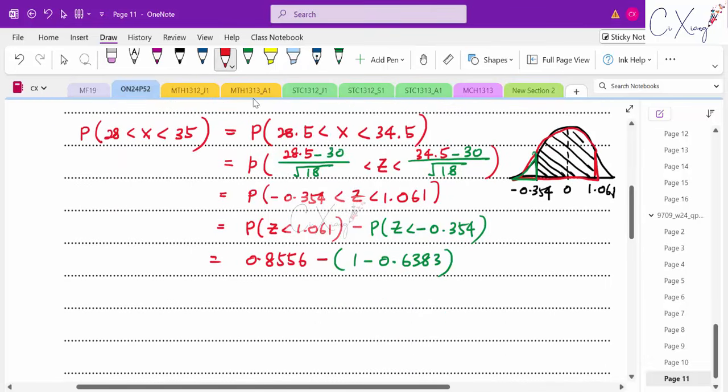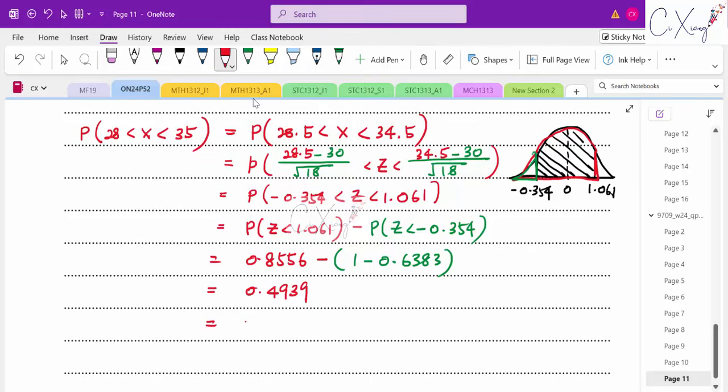Alright, then we simplify the value, 0.4939. Usually, to be on the safe side, I still prefer to change it into 3 significant figures, where it should be 0.494. Okay, so basically this is how we solve this question number 70. And this is the last question for this paper. So thank you very much for watching the video.